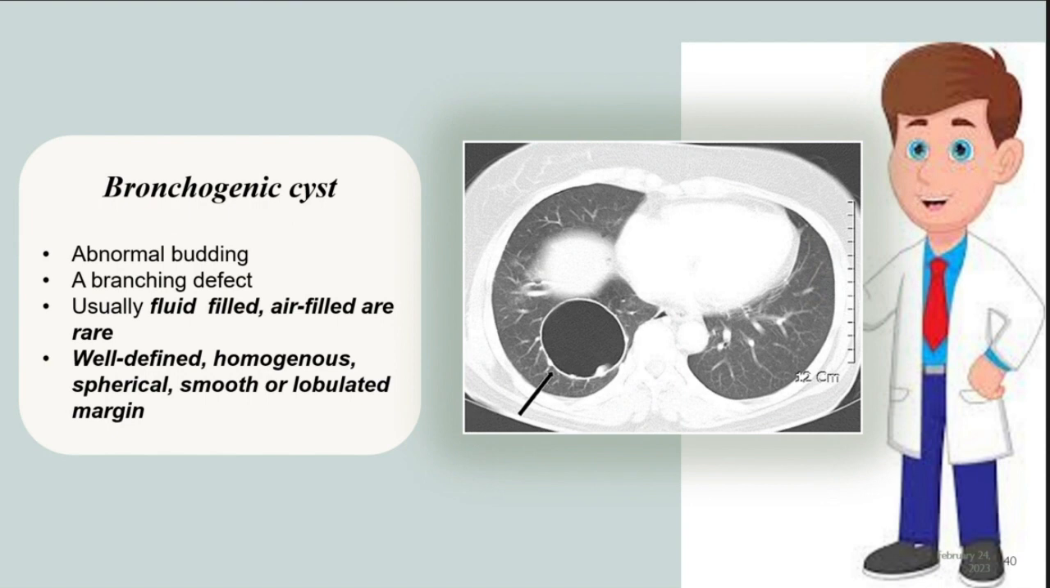Another is a bronchogenic cyst, which is an anomaly that results from abnormal budding or a branching defect. They are usually filled with fluid, and air-filled bronchogenic cysts are rare. They appear as well-defined, homogeneous, spherical lesions with a smooth or lobulated margin on CT scan.